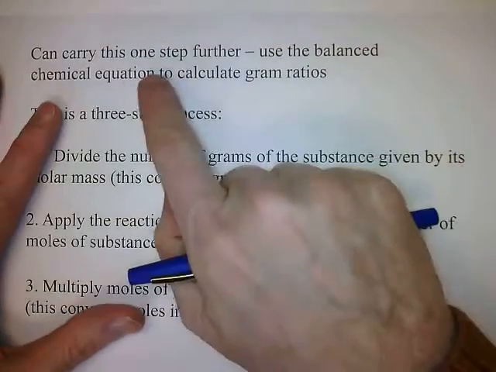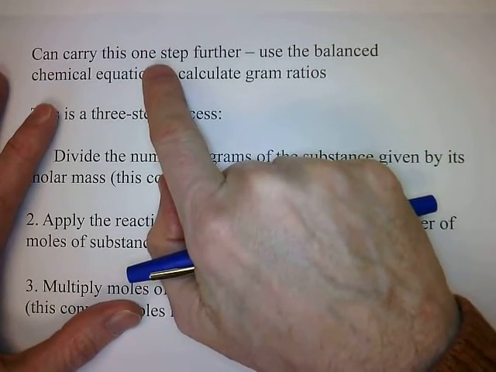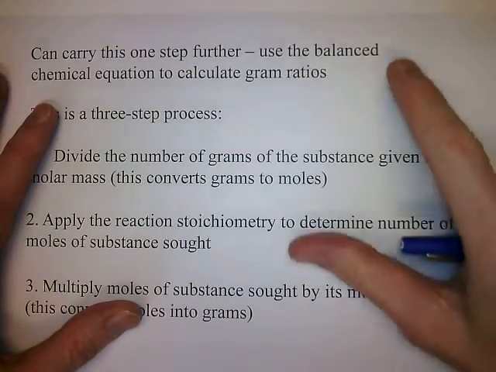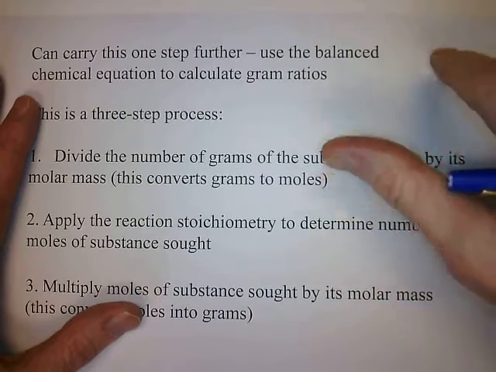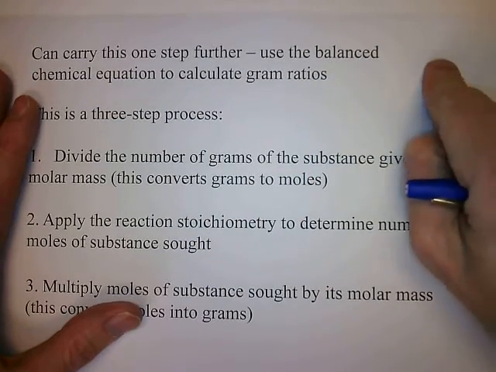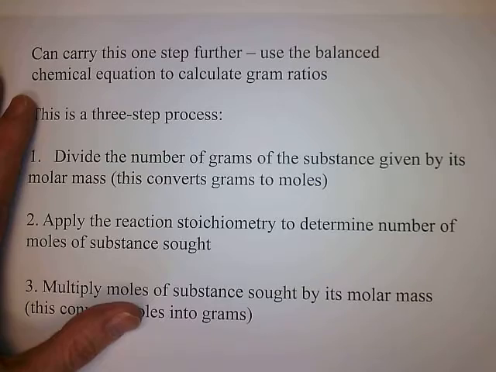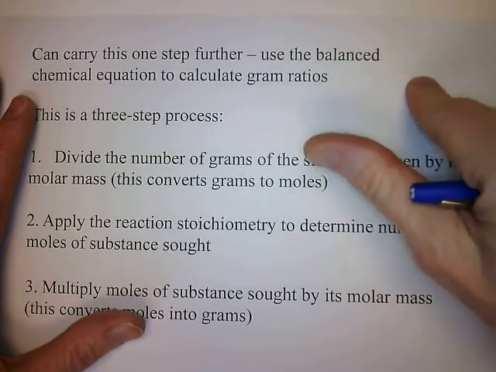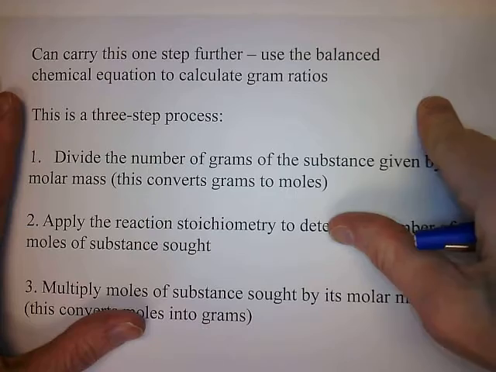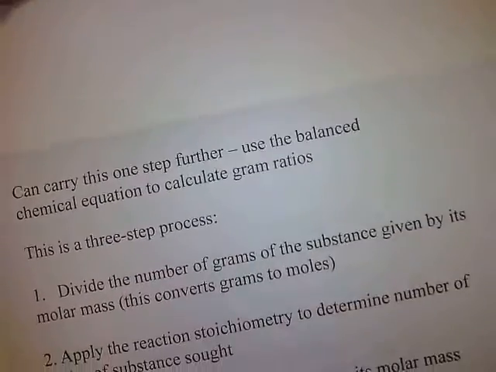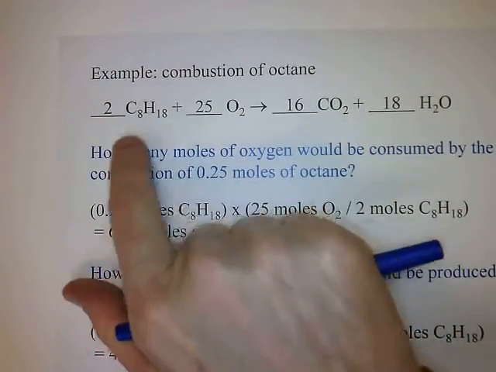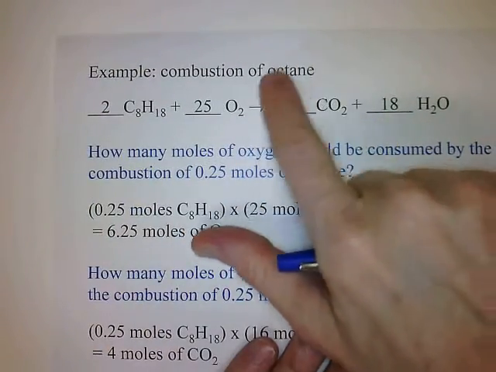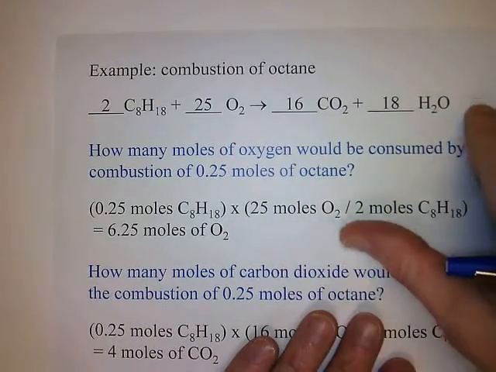And this is where we want to go with this: we can carry this one step further. We can use the balanced chemical equation to calculate gram ratios. So we balance the equation, and then we want to convert the balancing coefficients, which are the mole ratios, into gram ratios. In other words, we want to be able to ask a question like, if you start with so many grams of octane, how many grams of CO2 would you make, and how many grams of water would you make?